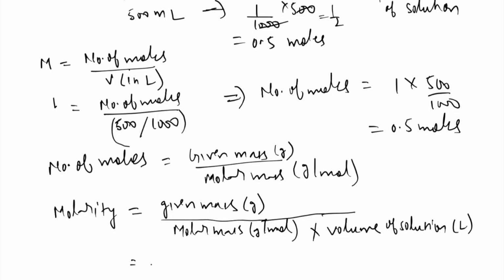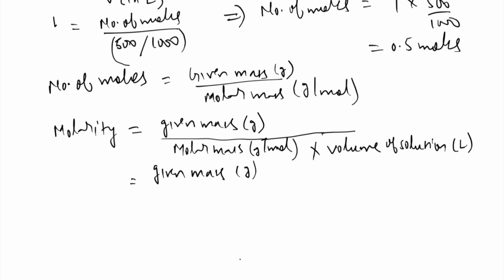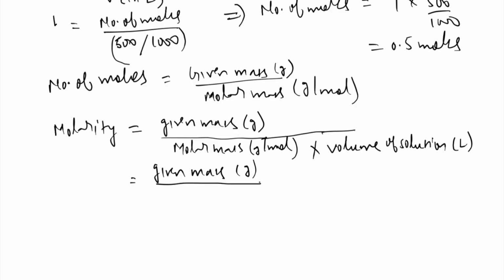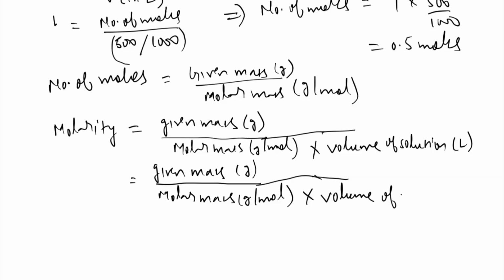So we can also write it as given mass in gram divided by molar mass in grams per mole multiplied by volume of solution.